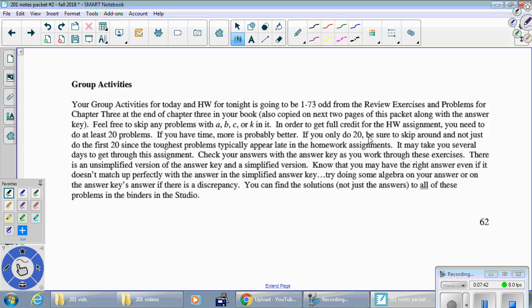But if you only do 20, do not do the first 20. Skip around, look through. So the toughest problems are typically at the end in the homework. So don't just do the first 20 that you see. You can check your answers with the answer key. There's both an unsimplified version of the answer key. You can stop there once your answer matches the unsimplified version. But if you want to make your answer match the key in the back of the book, there's also a simplified version of each of the answers.